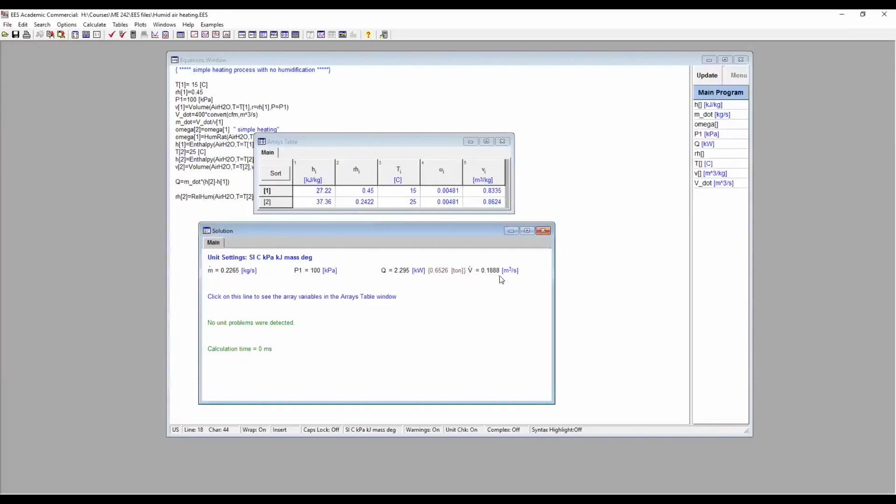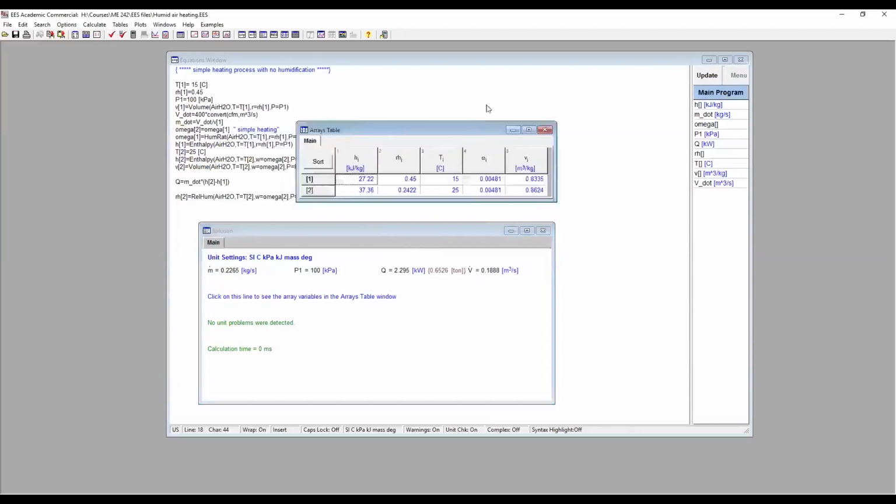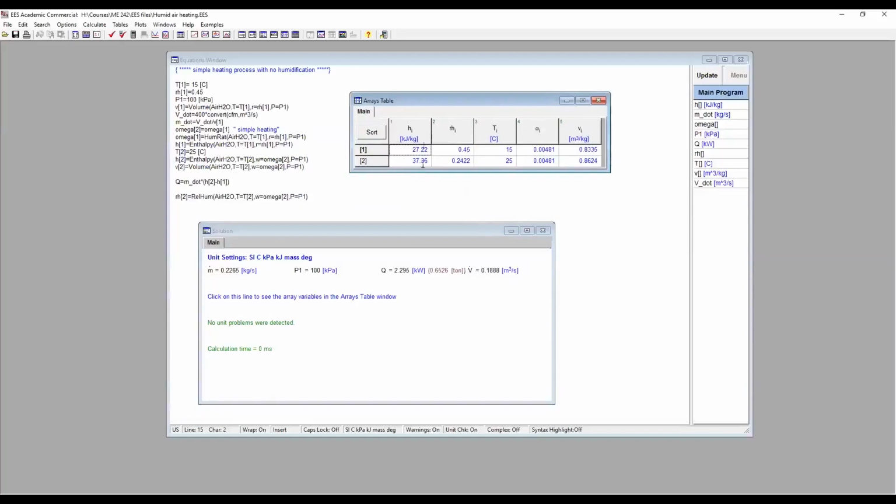Volumetric flow rate converted to meters cubed per second is 0.1888. And then let's go to the array table, enthalpies. How close were we with these two enthalpy values? I think we read 28 and 38, right? So more accurate is 27.22 and 37. But surprisingly, Q is pretty accurate because the difference is 10. In our reading, also the difference was 10. So that's what's important.